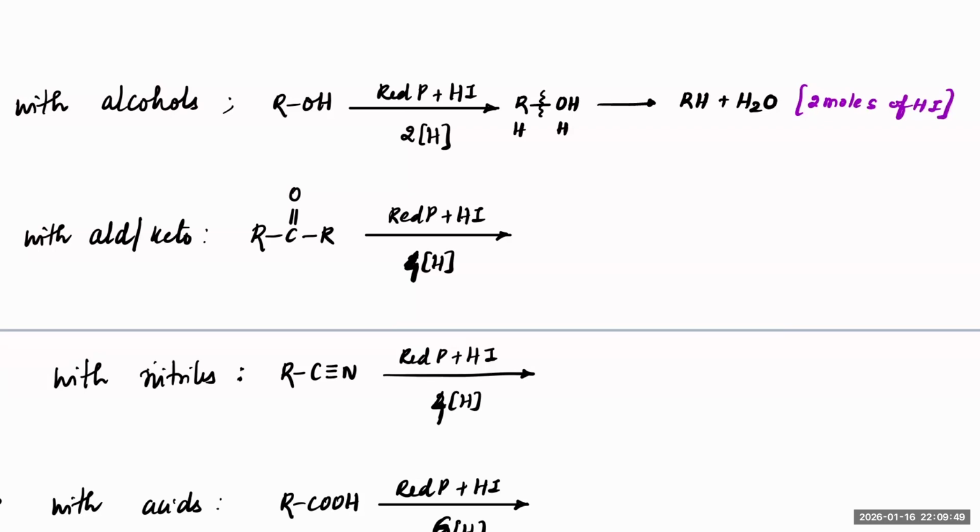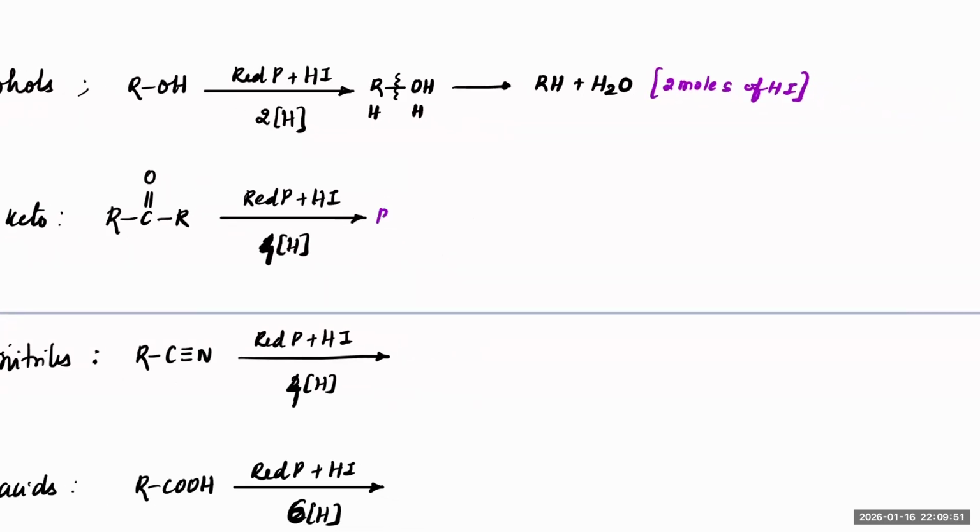Next, if you have aldehydes, you notice that first bond breaking will happen where you will get OH and H and R. So basically, first you will use 2 moles to convert it into alcohol. Again, from alcohol, you will get CH2 and R plus H2O. So in total you will use 4 moles of HI.